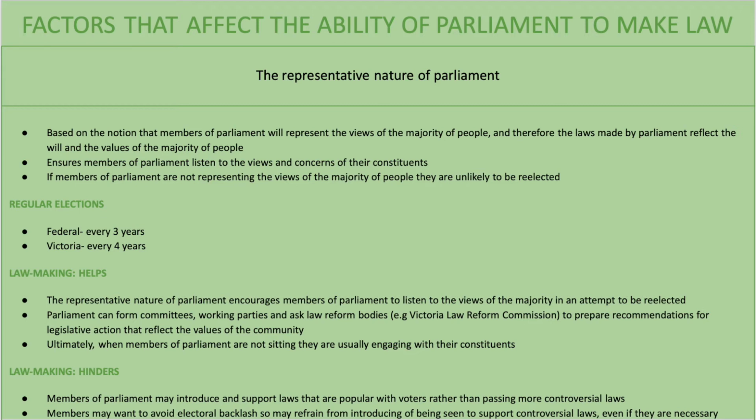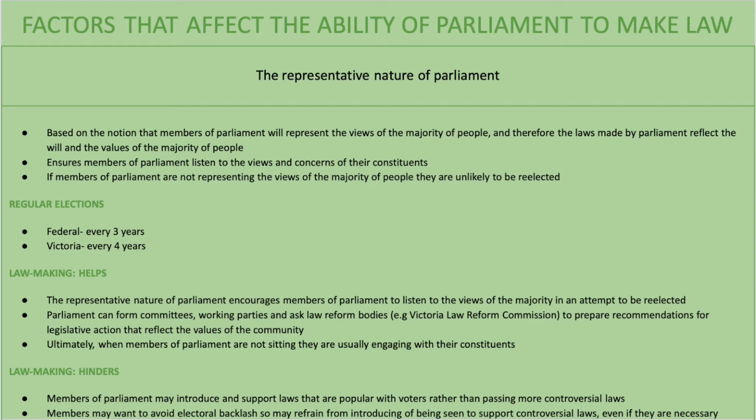The federal election happens every 3 years and the state elections every 4 years. Now, regular elections allow members who are not representing the views of their constituents to be voted out ultimately. There is a problem, however, and that is that some voters may not know or may not care about what the candidates stand for and not necessarily vote for someone that represents their views.